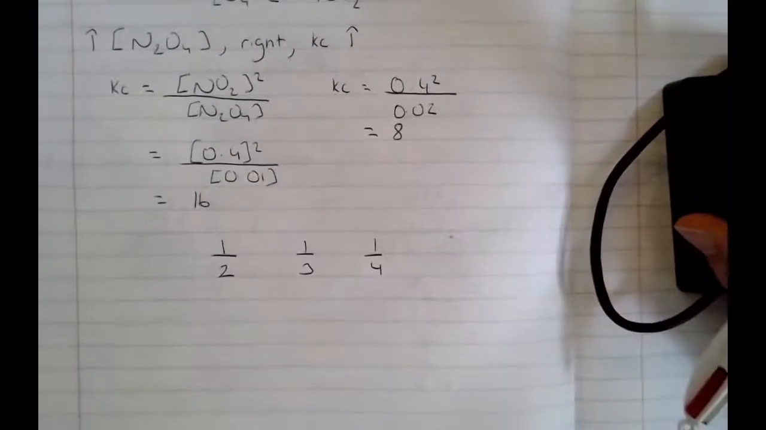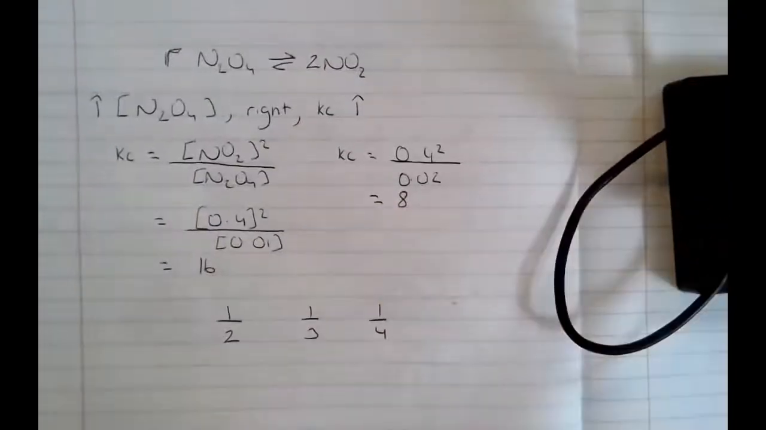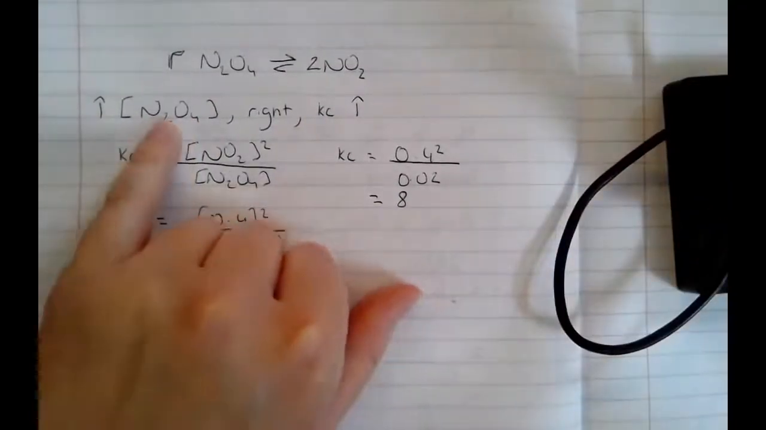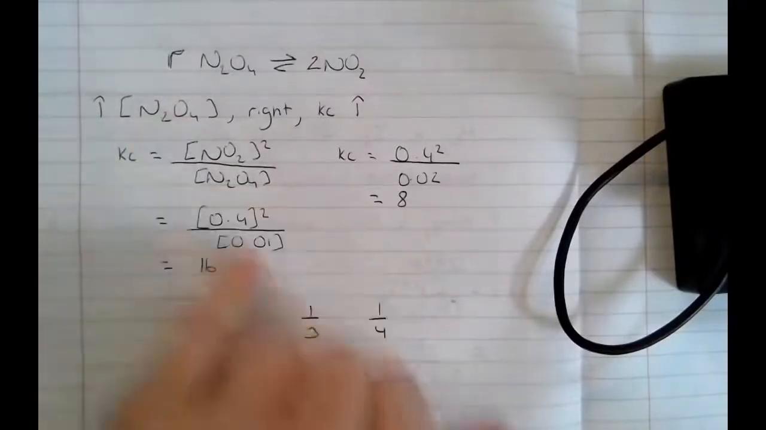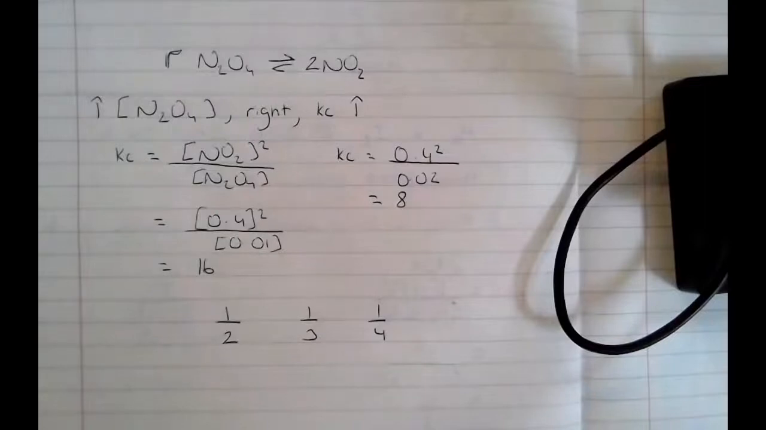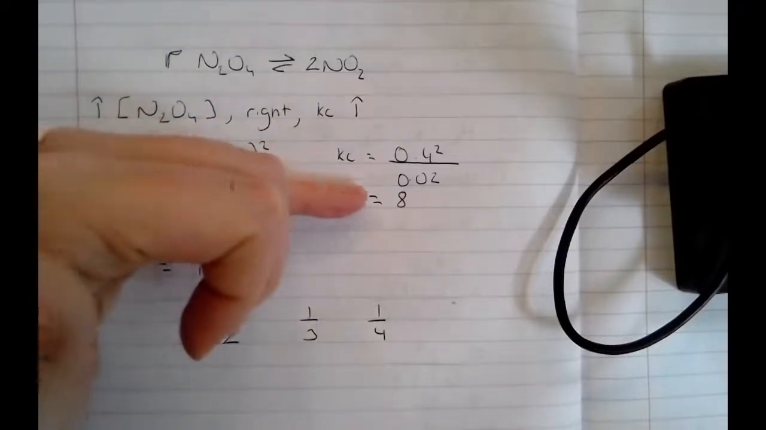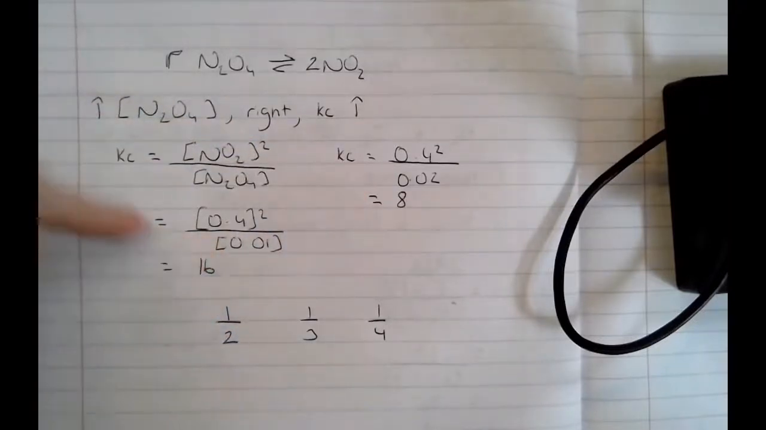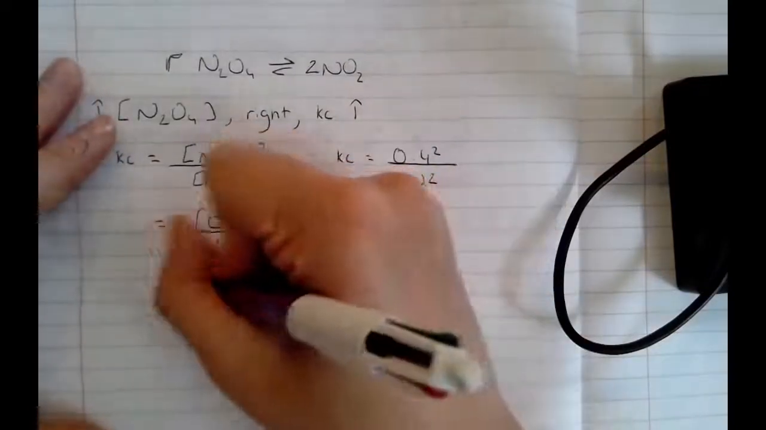So what's actually happening? Well, essentially, when you initially increase the concentration of N2O4, like what we've done here, you lose equilibrium completely. You're taking the reaction out of equilibrium by making that change. And then your reaction is going to try and get back to equilibrium. It wants to get back to a value of 16 for Kc.